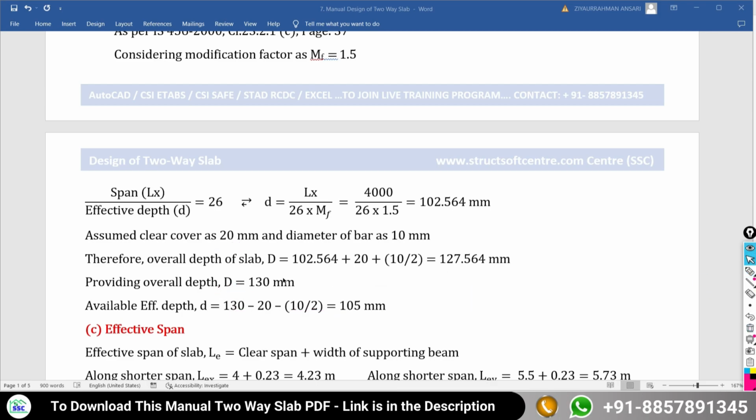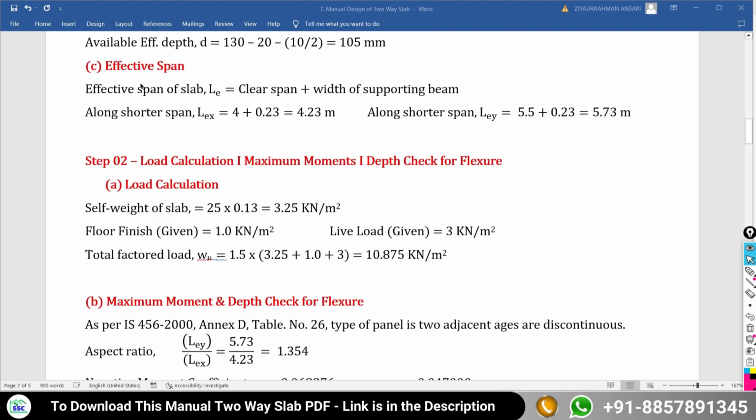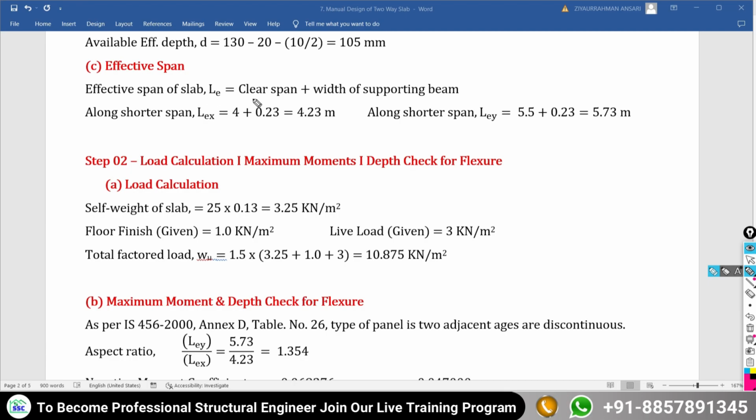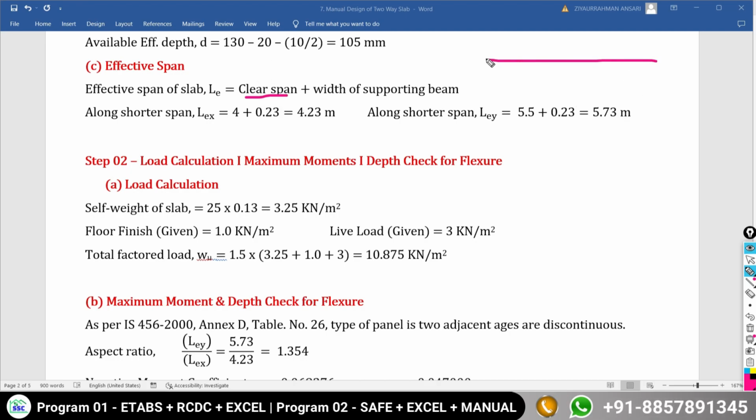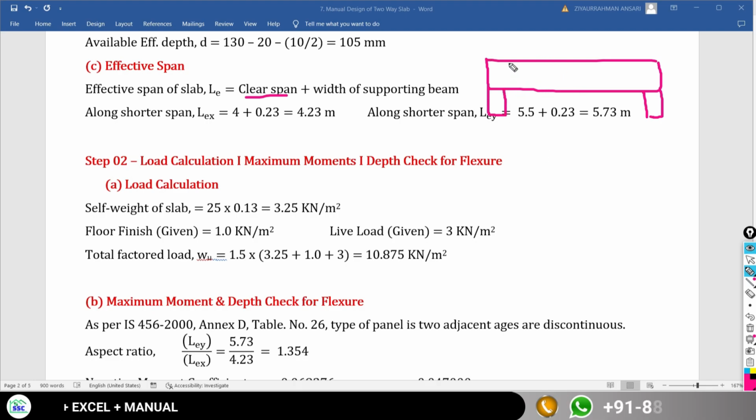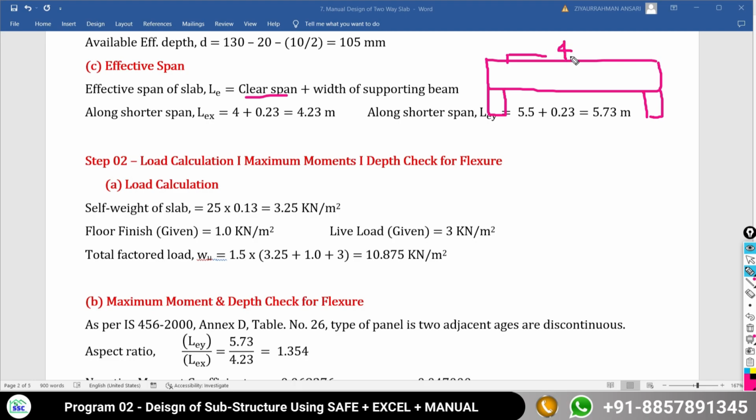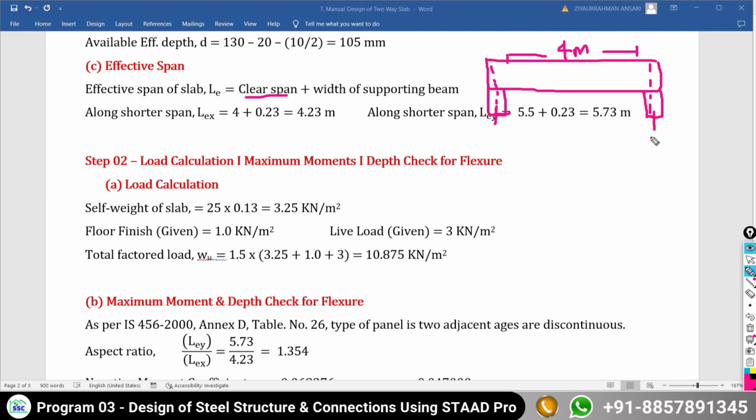Now next, for further calculation we need to have the effective span along both directions. As per the codal recommendation, effective span will equal the clear span plus the width of the supporting beam. In actual, what is it? Suppose this is your floor slab, and it is going to be supported by a beam from this side and from this side. Now it is the clear span, having 4 meter. Now this clear span plus half of the support from this side and half of the support from this side, meaning the center of the support. So this is basically giving your effective span of the slab in both directions.